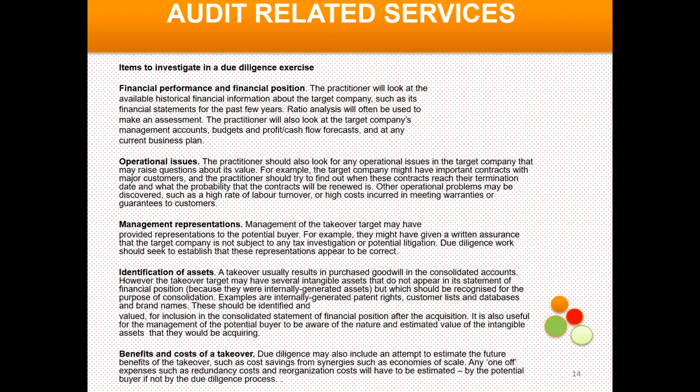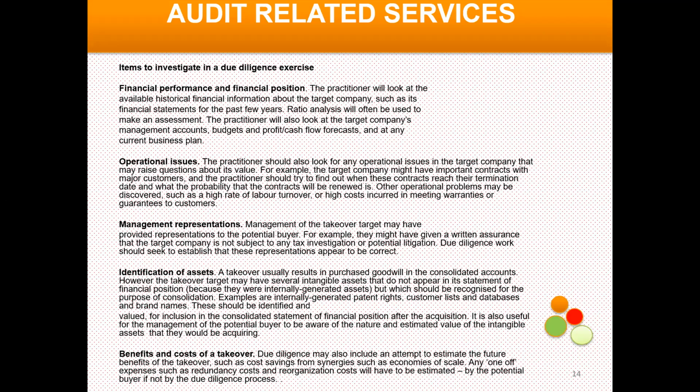Now, what do we mean by all of this? I'll come to that. You also check identification of assets, and you also look at the benefits. You do a cost-benefit analysis, the benefits and cost of the takeover, if it is a takeover. So financial performance: what are the numbers saying? What are the ratios saying? Operational issues: we are looking at things on the ground, like costs incurred, what are the efficiencies happening on the ground? What about the labor turnover? Operational stuff, things that happen on a day-to-day basis.